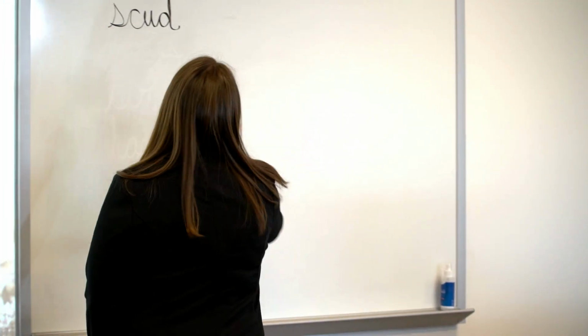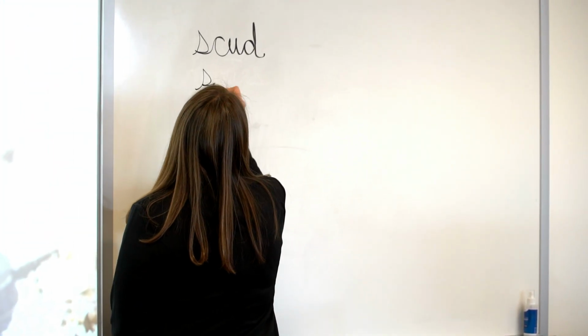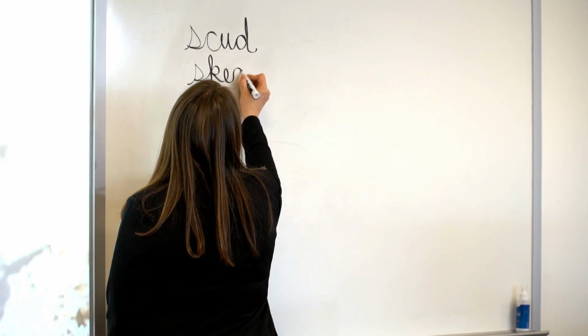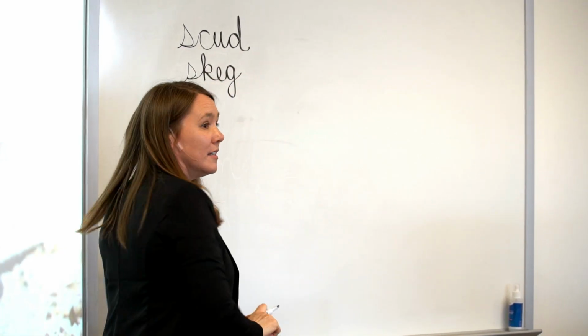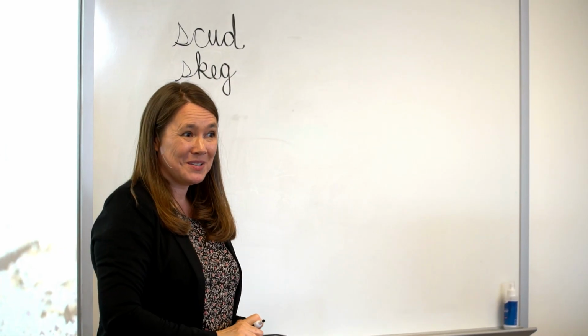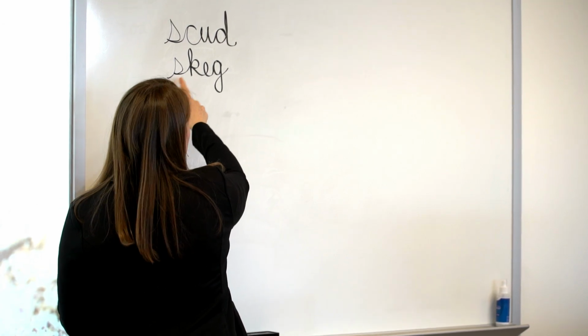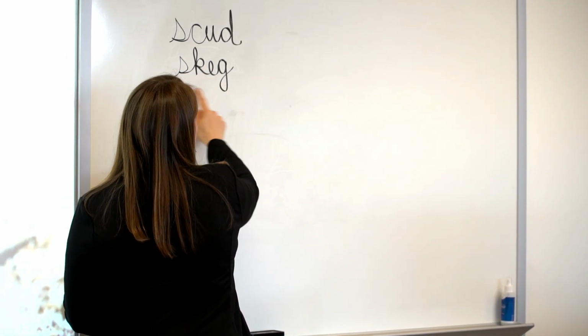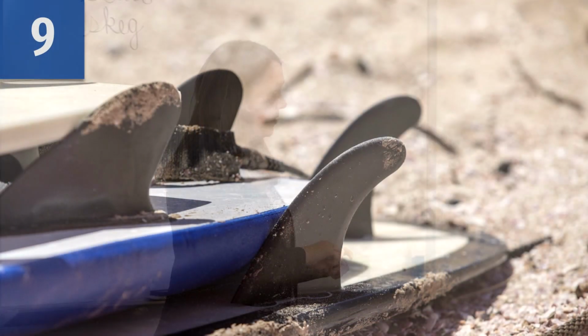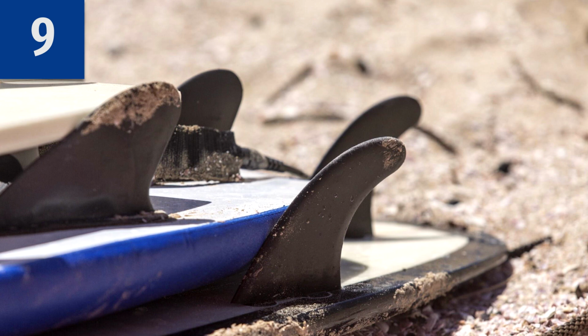And then help me write it. Sk, e, g. And then, is there anything to mark? No? So let's sound it out. Sk, e, g, skeg. What is a skeg? Yeah, that fin. Rudder.